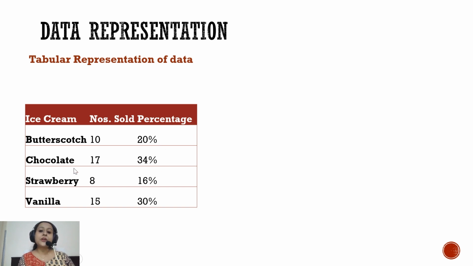So, most preferred, we can infer from this tabular data that the most sold, or most preferred, type of ice cream is chocolate, as it constitutes 34% of the total sale. In this way, we can infer different information regarding people's preference of ice cream, or sale of ice cream, from this tabular format.